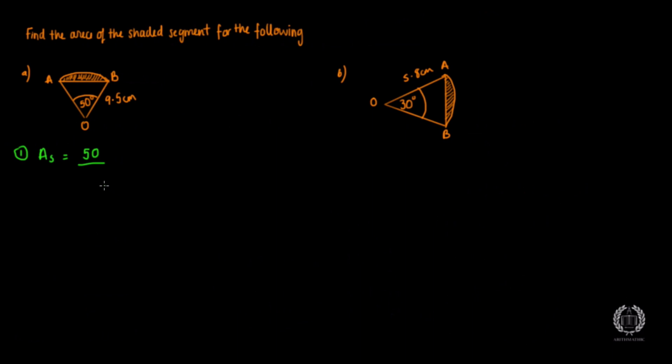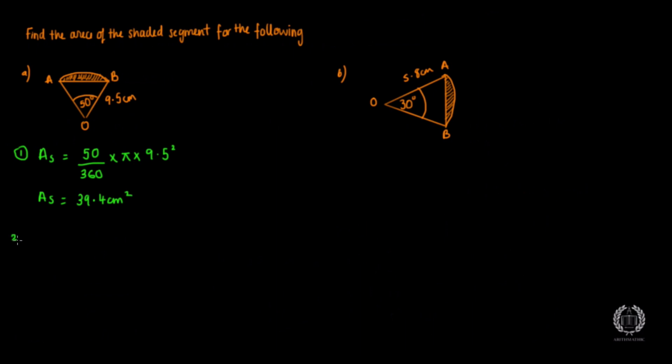I just don't want to make the video too long, but make sure you write the formula every time you do this. It's very important. So 50 over 360 times pi r squared, so times pi, and my radius is 9.5 squared. So if you find the area of the sector and you put this in your calculator, for this one, this should be 39.4 centimeters squared for the area of the sector.